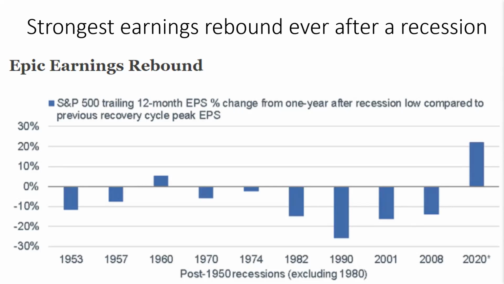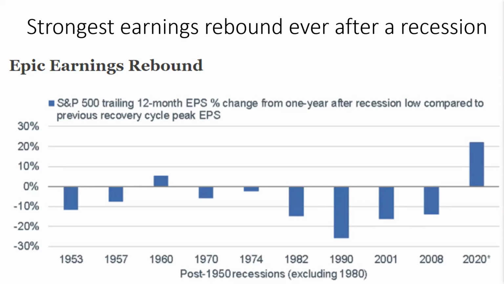Okay. And so in this case, the recession was so short that the earnings started rebounding positively, which is not very common. And it's the highest it's ever rebounded because it's 20% up relative to what it was at the start of the recession. You're talking about 2020, right? I'm talking about 2020. 2020 is the biggest and strongest rebound we've had in earnings after a recession.